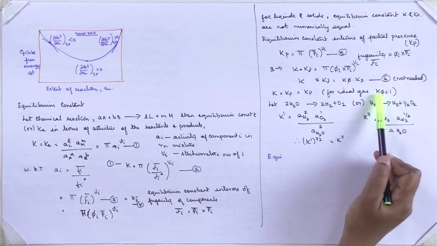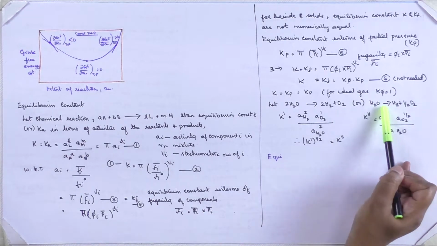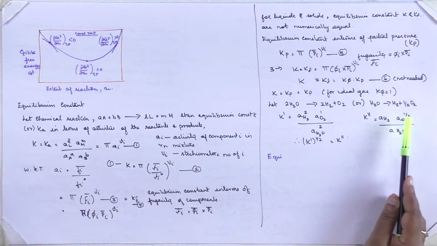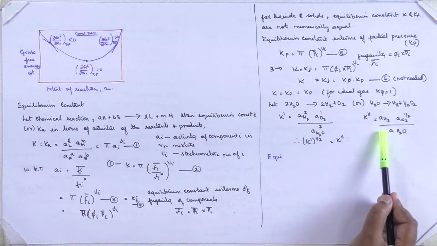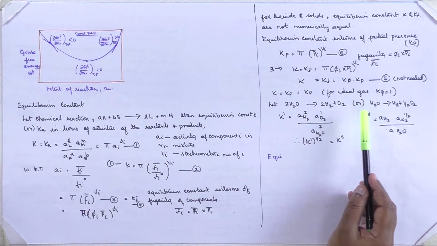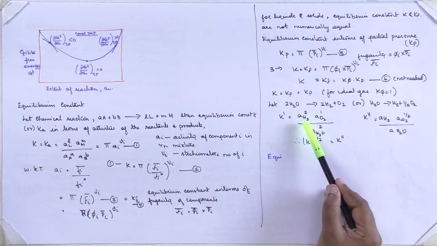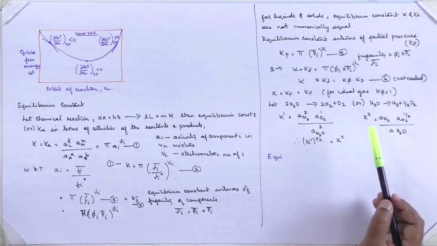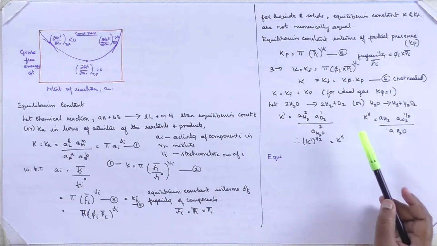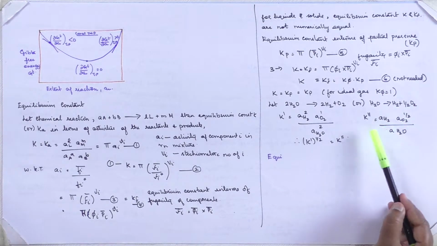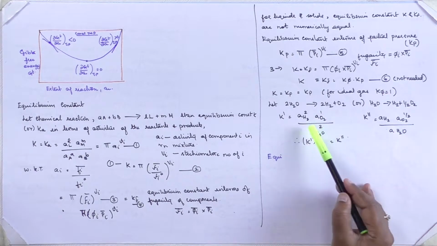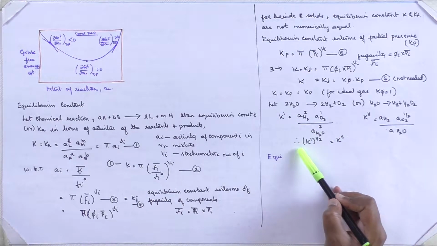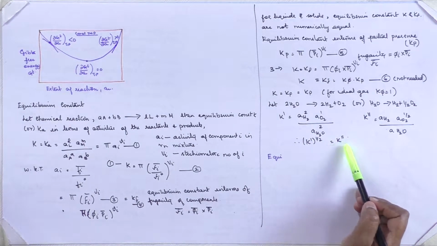This equilibrium constant is explained with two types of reactions occurring with water: 2H2O gives 2H2 plus O2, or H2O gives H2 plus half O2. The equilibrium constant expressions for these two reactions can be written as K dash is equal to a_H2 power 2 a_O2 power 1 divided by a_H2O power 2, and K double dash for the second reaction is given by a_H2 power 1 a_O2 power half divided by a_H2O power 1. So, these two reactions with the terms K dash and K double dash can be written as K dash power half is equal to K double dash.